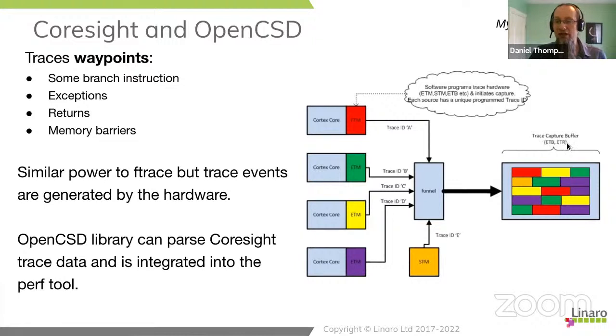The result of all that goes out into a trace capture buffer. CoreSight is also the domain of the SoC vendor. Although I think the embedded trace macro cell is part of the hard macro cells for the core, so that if you've taken hard macro cells from ARM, you've got one of those. What happens with the funnel and the downstream stuff is configurable by the implementer.